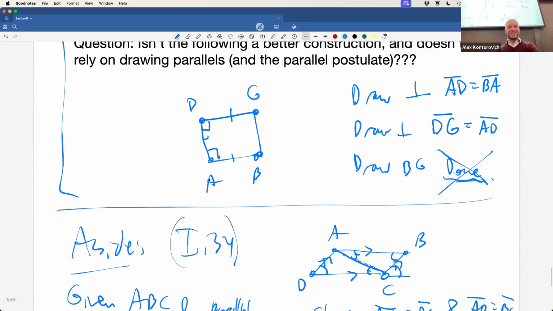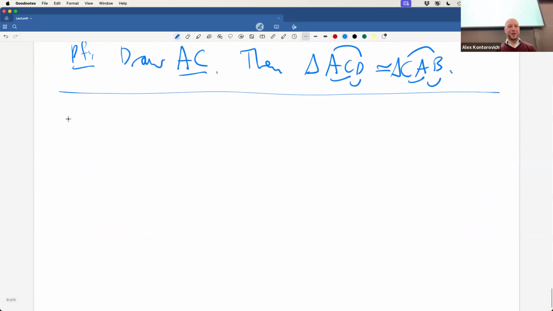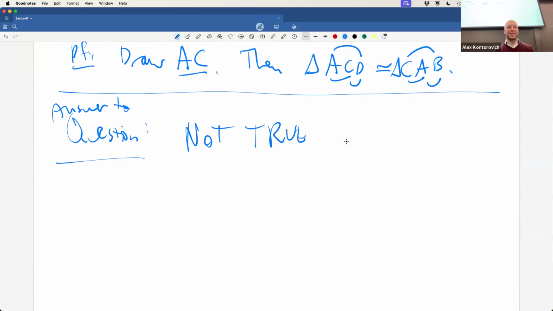So the answer to this question is that it's not true without using parallel lines, unless we use E5. What's our favorite example of a geometry where something goes drastically different? The sphere, you mean, the geometry that we live on? Is that what you're trying to say? No. What were you saying?